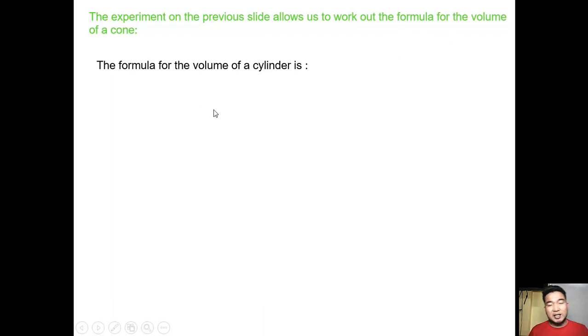So the experiment on the previous slide allow us to work out the formula for the volume of a cone. Maganda to kapag meron na kayong mga estudyante, gawin nyo talaga siya ng aktwal. Meron kayong cylinder at saka cone na magkasinlaki ng diameter at magkasinlaki ng height. And then lagyan nyo ng tubig, salin nyo sa cylinder yung laman ng cone, and then para makita talaga ng mga bata na what you are explaining is really true.